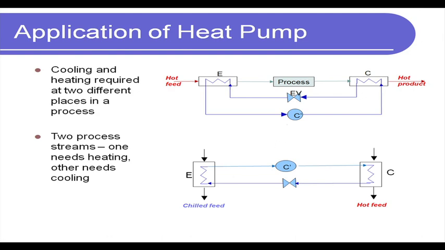All right. The second one is two processes, two process streams, not the same process stream. One needs heating, the other needs cooling. So here what happens is the same thing: you have two process feeds, one over here. Where you need chilling, you let that process stream go through the evaporator, and where you need heating, you let that process stream go through the condenser.